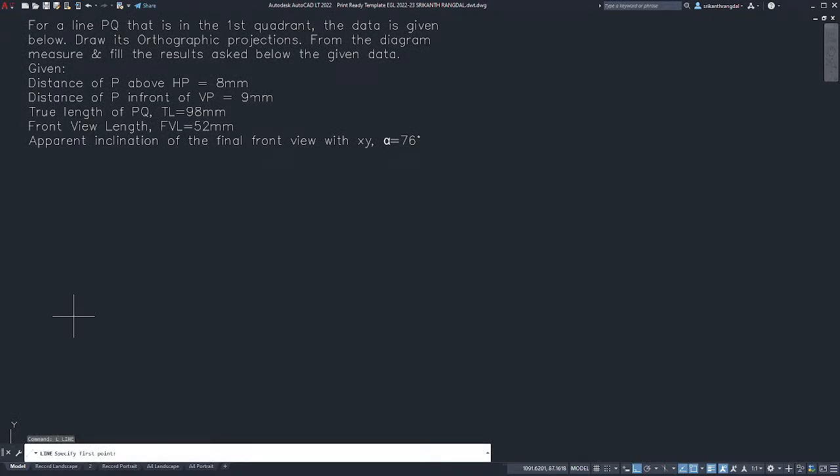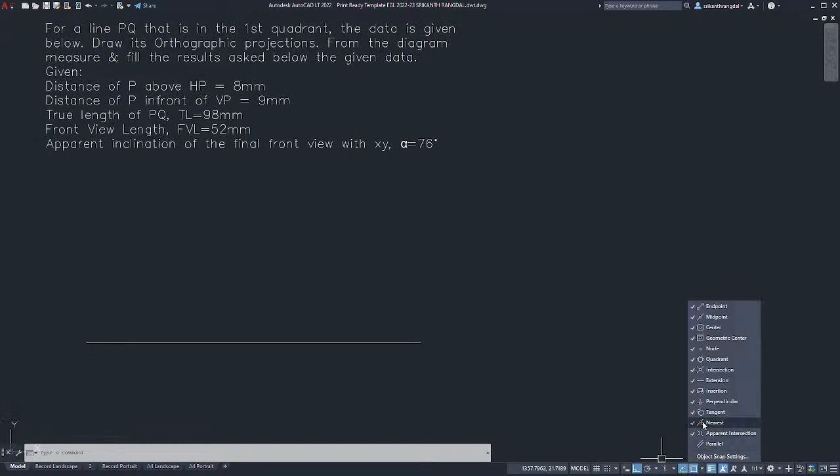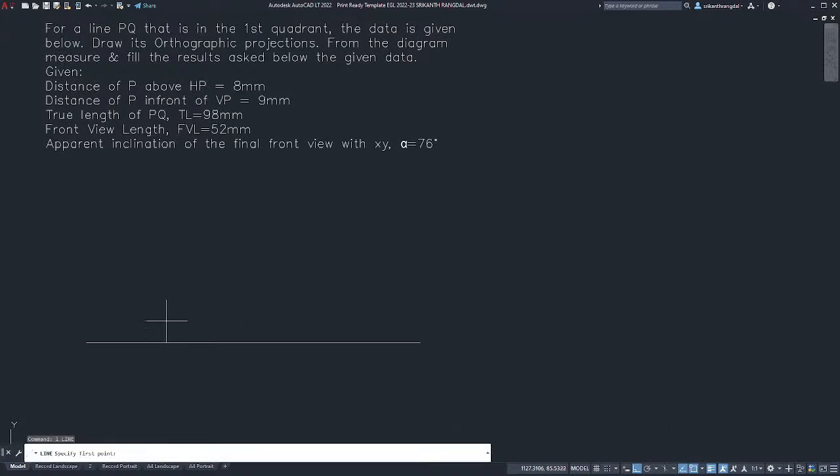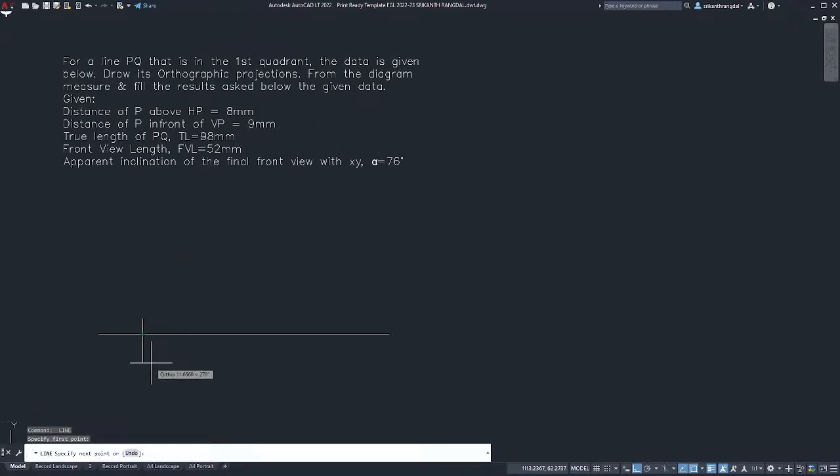So first, of course, as usual, we have to start with XY line. Then we have to turn on the nearest option. Then at some point we have to take a line starting from XY line. So how much is it above? It is 8 mm above. So take a line which is 8 mm from XY, and then from XY we need to take 9 mm in front. In front means it will go below XY line.